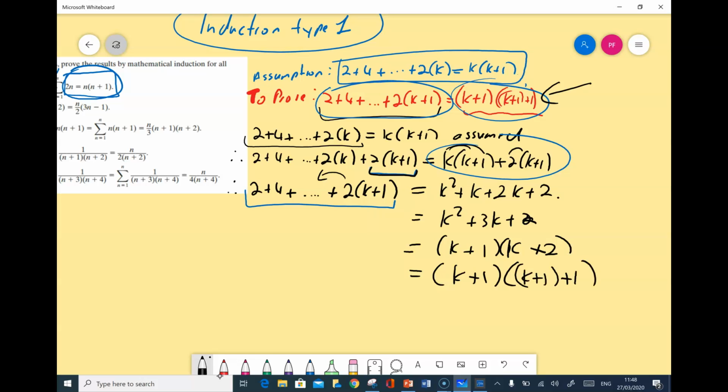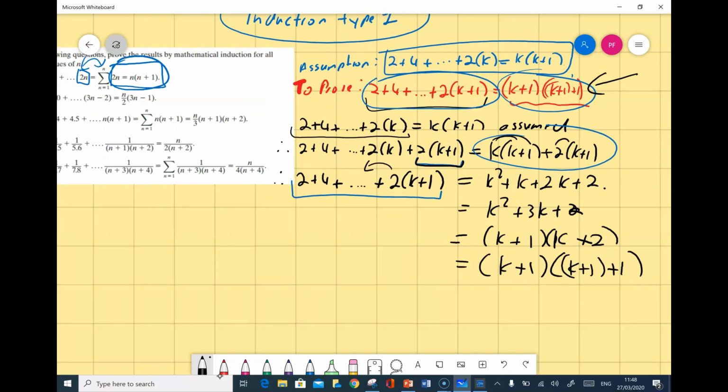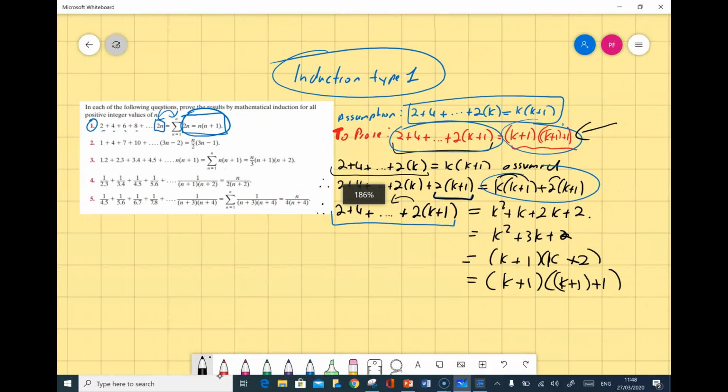Make sure you do the ending: hence true for n equals k plus 1, hence it is true for n equals 1, hence it's true for n equals 1 plus 1, and so on. Look at that in the book, because you have to have those conclusions in to get any amount of decent marks in here.